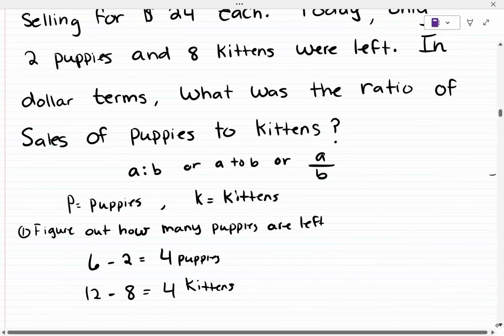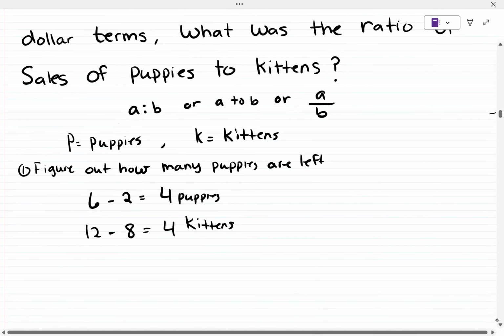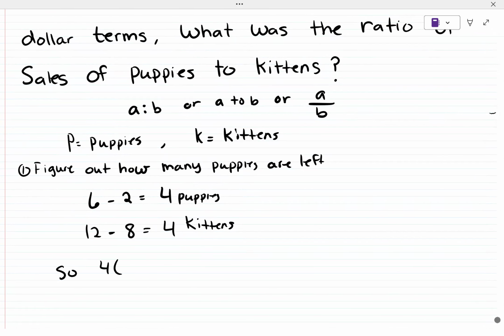So they say puppies were sold for 104 each. So you could say 4 times 104, and that gives you 416. And then do the same thing with kittens. We had 4 kittens left, and they were sold for, oh, sorry, no, my bad. Let's leave it like this.